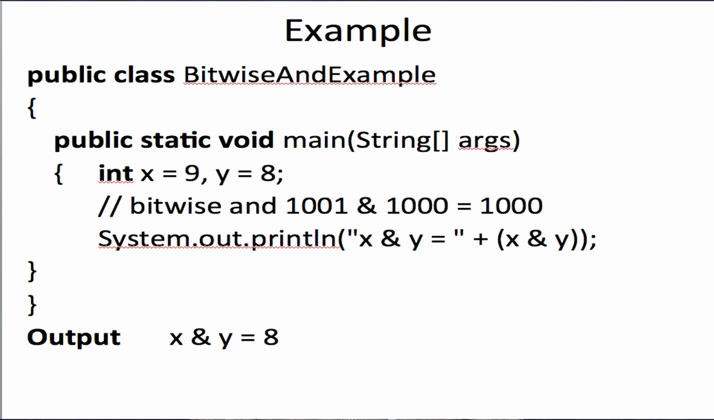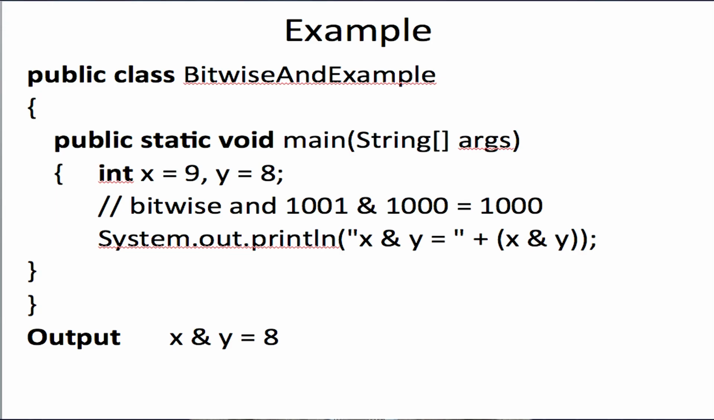Same way we have given here. If 9 is assigned to x and 8 is assigned to y, then the answer will be 8. First of all it will be converted into binary, and when we use x and y, the AND operator will be used. In case of both 1, it will display 1, otherwise it will display 0. Here the output, in the second line, is 1000, that is after bitwise AND.